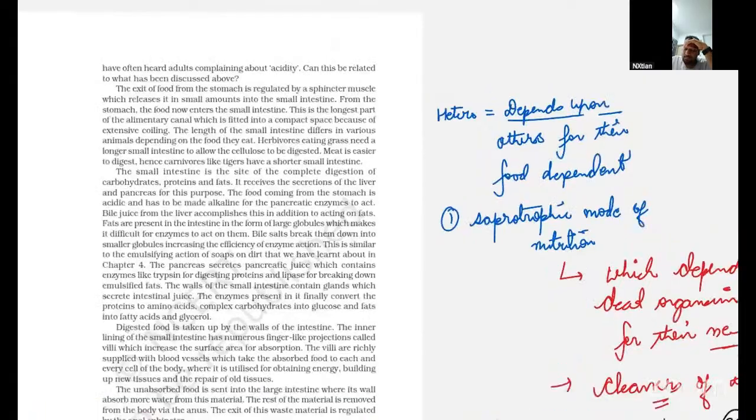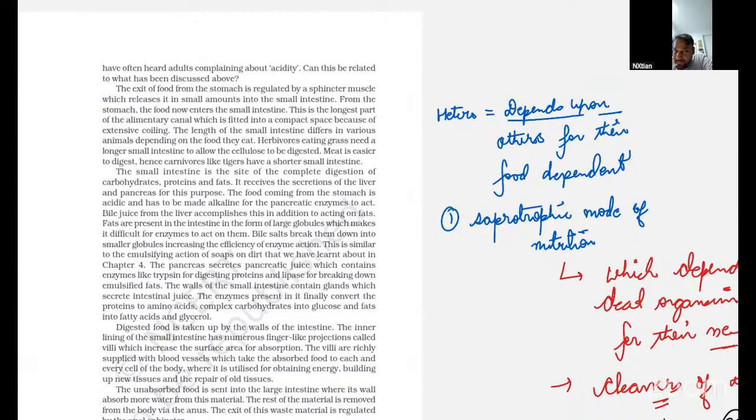We have often heard adults complaining about acidity. Can this be related to what has been discussed above? What is acidity or acid reflux? They can ask you what is acid reflux. So basically the stomach has acid. If that stomach acid comes into the esophagus, then it will give a burning sensation. Because more and more acid is released by the stomach, this is called acidity. They have a burning sensation, so they have to drink a base like milk of magnesia. It is also called an antacid so that it can neutralize the acid. Got it? Yes. Next part, sir, please.